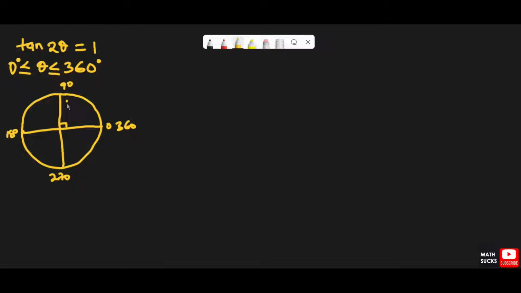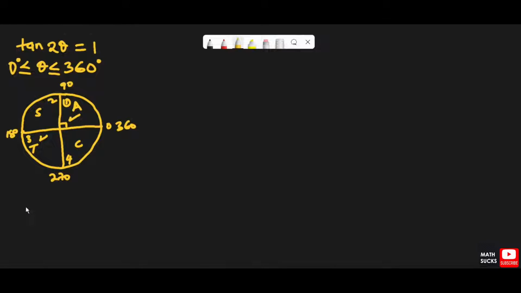In the first quadrant, all ratios are positive. In the second quadrant, only sine is positive. In the third quadrant, only tan is positive, and in the fourth quadrant, only cos is positive. So when we know all this, we are in good shape to know which quadrants the possible values of theta fall in. Tan is positive, so it is in the first quadrant, and also positive in the third quadrant. So our possible angles are going to be found within the first quadrant and the third quadrant.